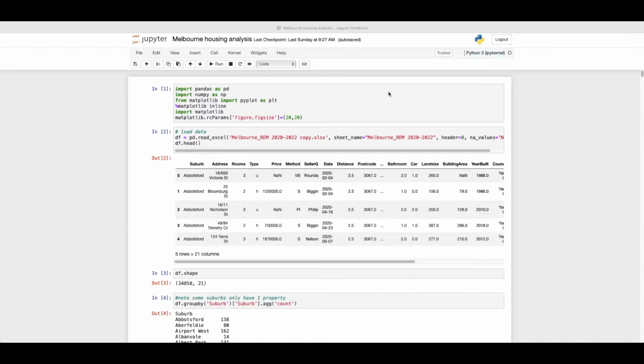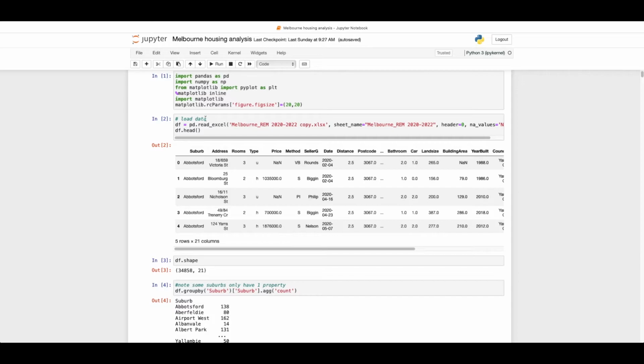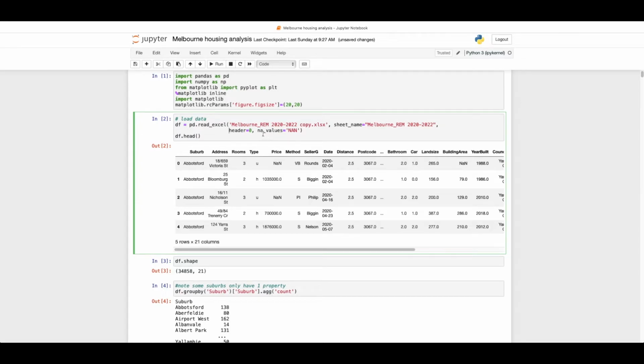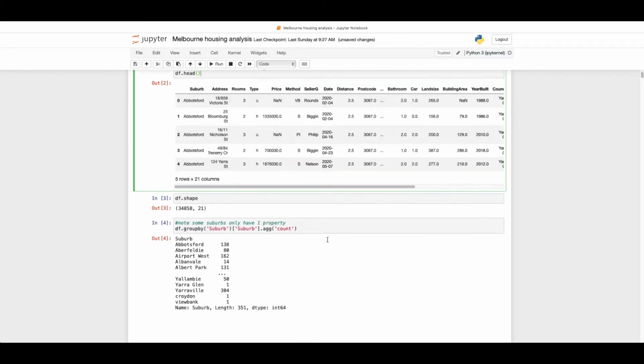Okay, let's start. This is the analysis I just went through in the Jupyter Notebook. First, I imported all the common libraries for data analysis: pandas as pd, NumPy as np, and then I loaded the data. The header was set as 0, and all the NA values were marked as a string, 'not a number'. And I checked the head, the first 5 rows.